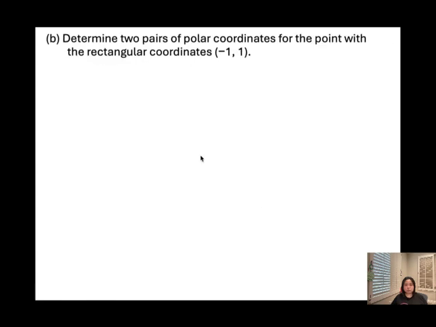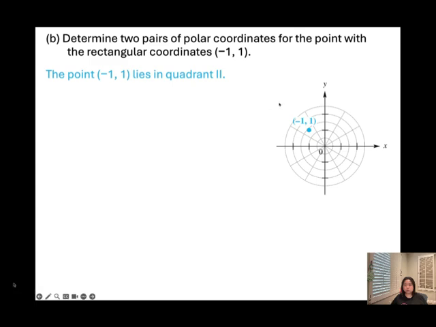B. Determine 2 pairs of polar coordinates for the point with the rectangular coordinates negative 1 and 1. So first, negative 1 and 1, which quadrant is it? X is negative, Y is positive, so that will be quadrant 2. Somewhere like here.